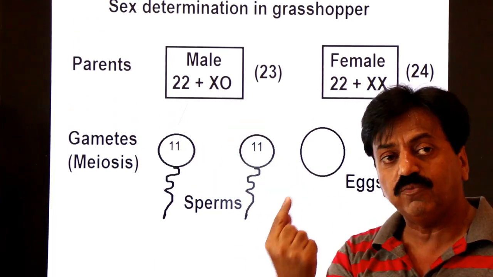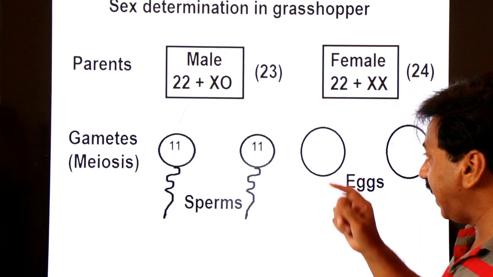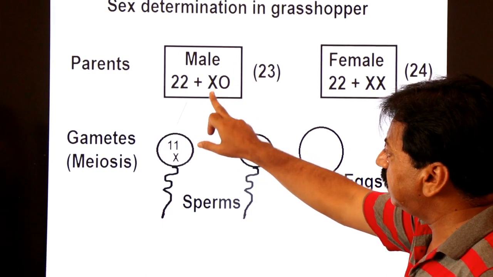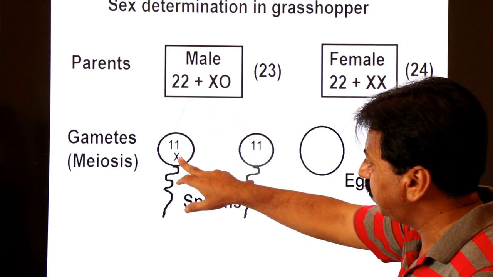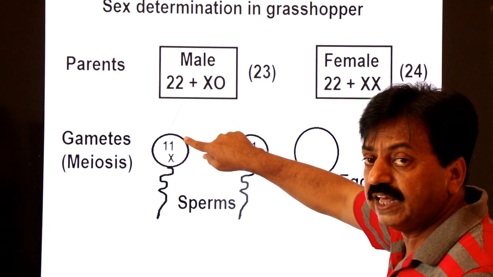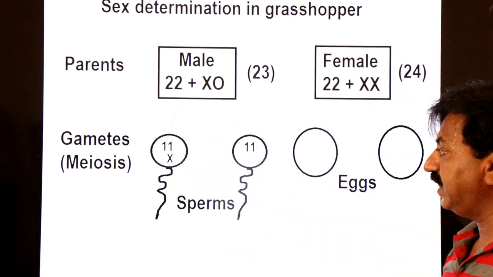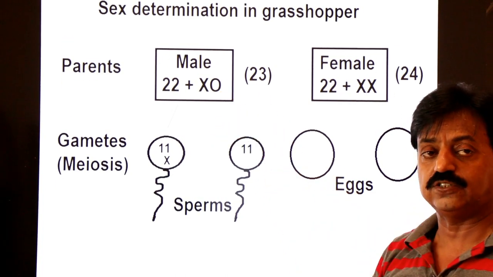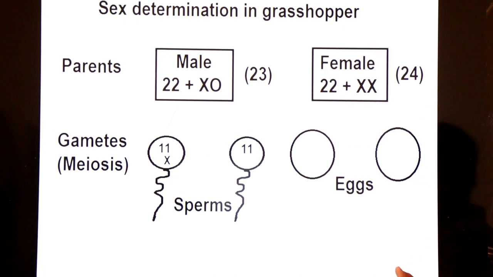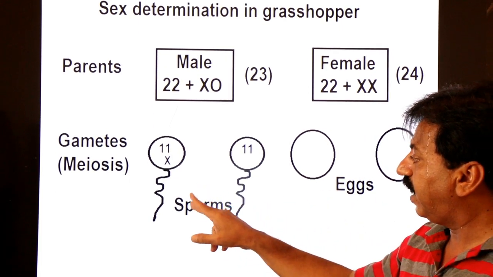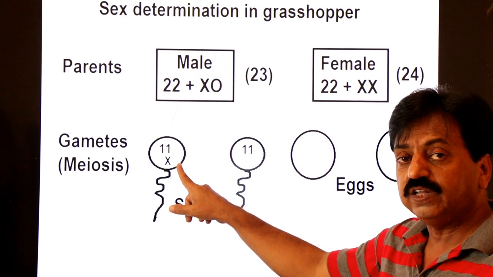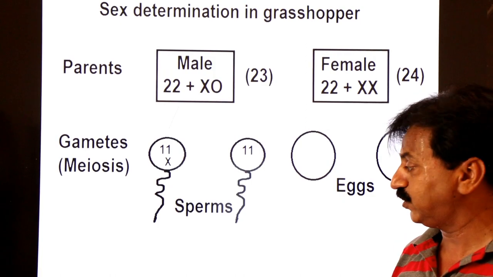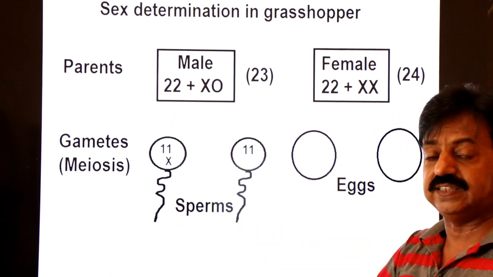But here you see there is only one sex chromosome X. So this X chromosome will go to one sperm. Suppose this sperm gets this X chromosome. Now it has 12 chromosomes: 11 autosomes and only one X chromosome. The other receives none of the sex chromosome because the other sex chromosome is lacking. So sperms in case of male are of two types. One with 12 chromosomes and other with 11 chromosomes. This sperm is lacking a sex chromosome, but this sperm has a sex chromosome.